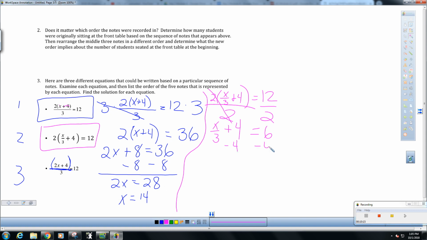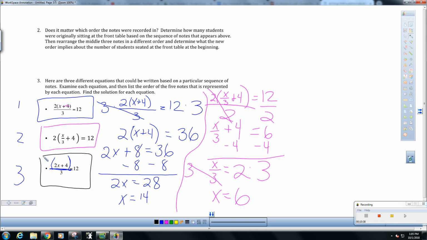Because we are working PEMDAS backwards. You get x over 3 is 2. Multiply both sides by 3. And you get x equals 6. And notice that's different. So the order does matter, but that's what I skipped. We knew that already. We'll go in black for this one.